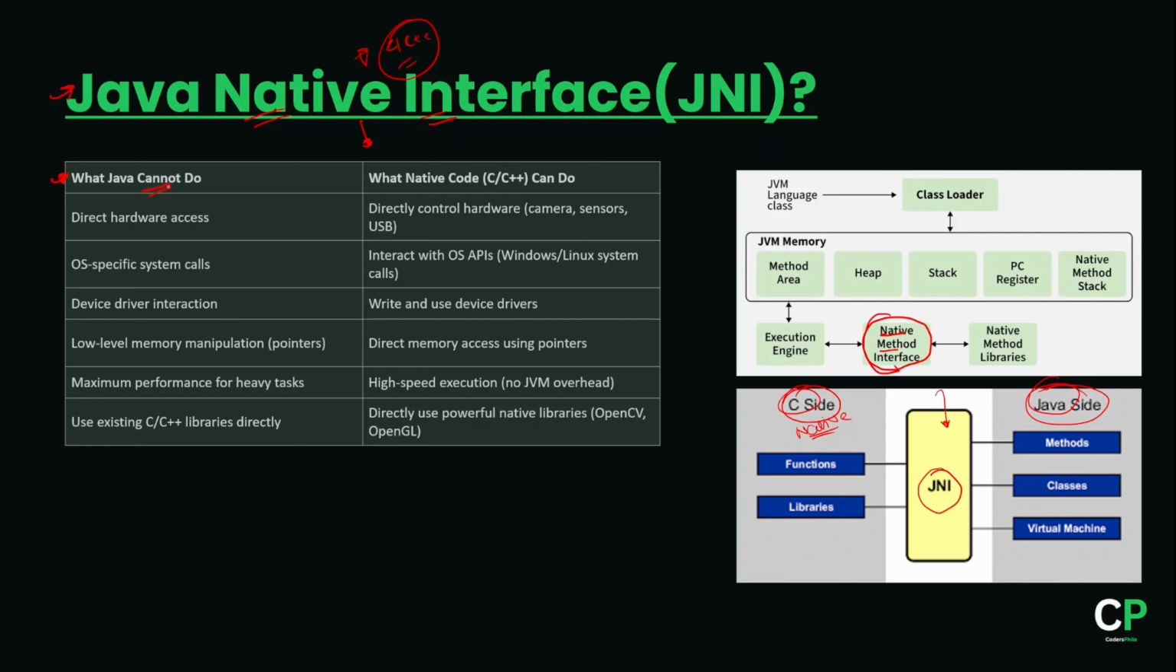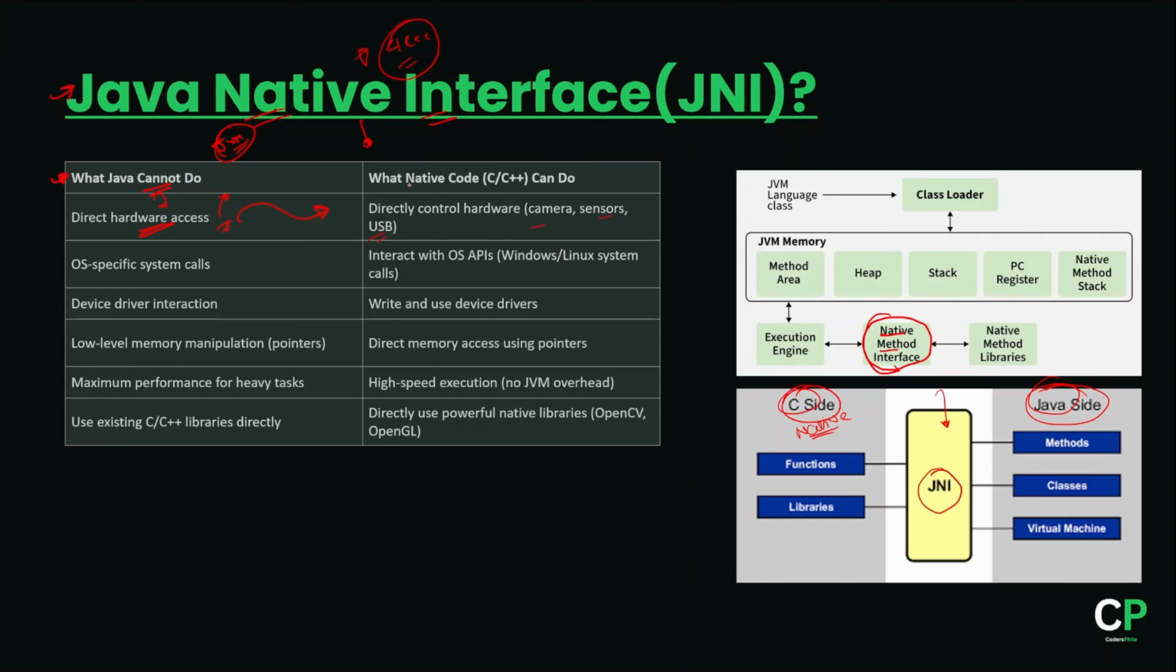So what can Java not do? Java cannot directly access the hardware, because Java runs inside the Java Virtual Machine. Therefore, a program written in Java cannot directly access the hardware. For example, a camera, sensors or USB cannot be directly accessed by Java programs.